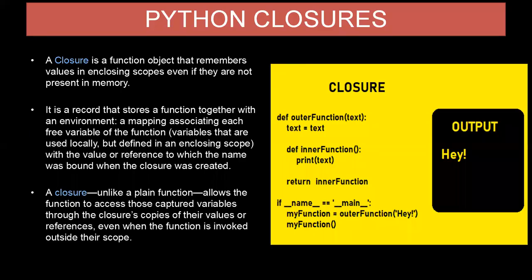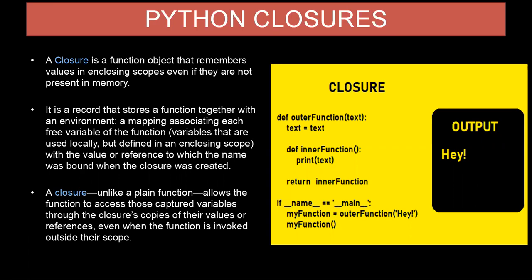Now the topic is Python closures. So what is closure? Closure is a function object. For the definition, closure is a function object that remembers values in enclosing scope even if they are not present in memory. So this is the definition of closure.